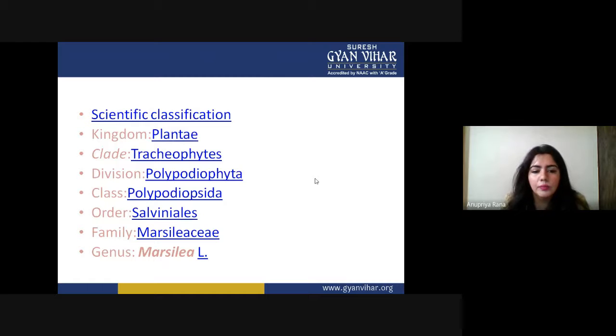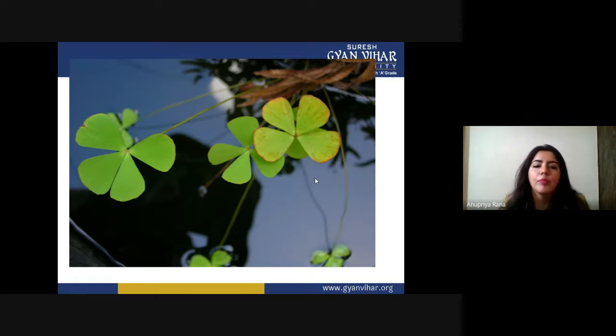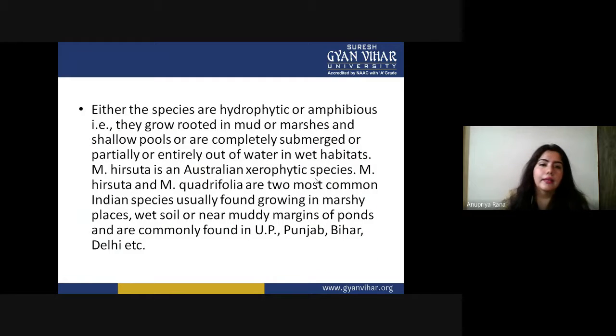So here also, in the genus Marsilea, most of the species have common characteristics. You can see how beautiful this plant looks. You may not have noticed, but you have seen this plant in ponds or around lakes. Mostly they are present in our India also; even in UP and Bihar, we find these plants. Either the species are hydrophytic or amphibious.